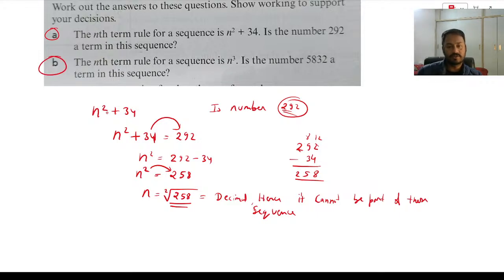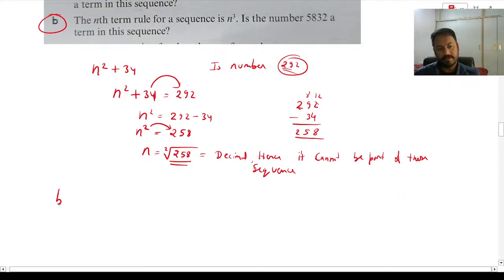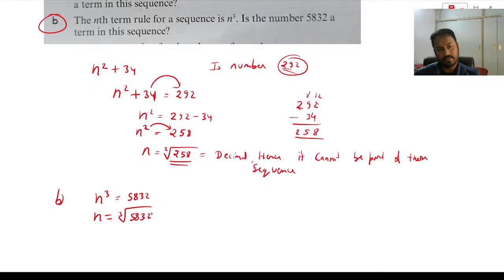So same way you can give it a try for the B part. Okay, so this is also very easy. You need to apply the same operation. So basically I'm giving you a hint. For the B part you will write n cube is equal to 5832. So n will be equal to the cube root of 5832. Done. Now you can just give it a try using your calculator here, because without a calculator you cannot do it.